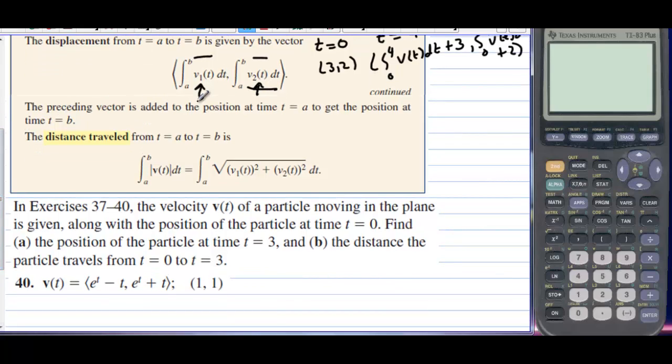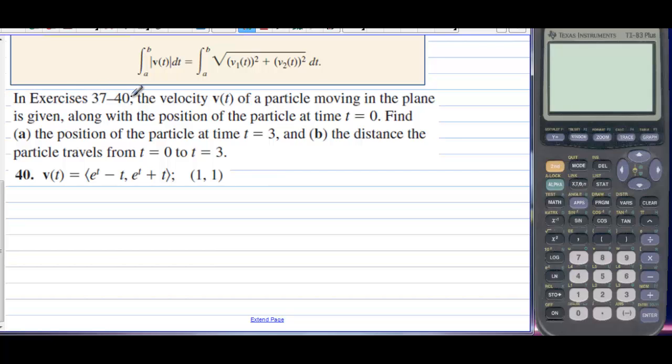The preceding vector is added to the position at time t equals a to get the position at time t equals b. That's exactly what we've done. They're saying take the displacement and add on the position at time t equals 0. The distance traveled from a to b is the integral of the magnitude of velocity, or in other words, the integral of the speed of the object.